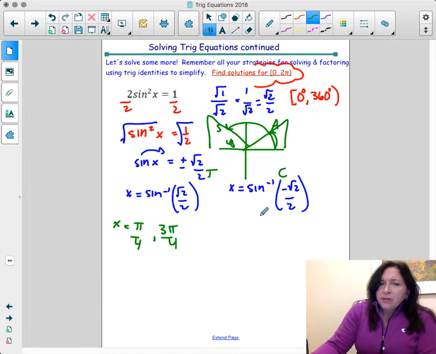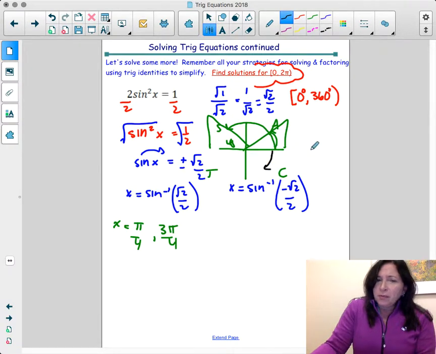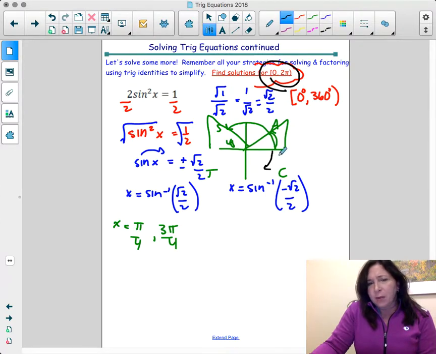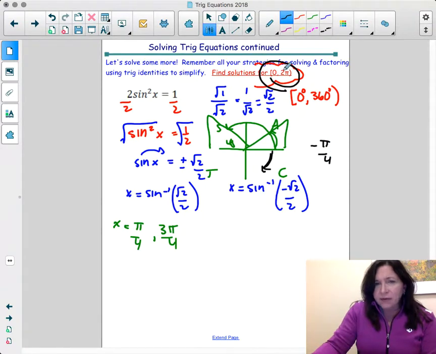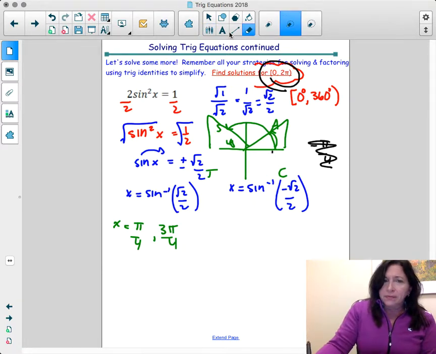This one, however, is asking me where it is negative. But I need you to be really careful that you don't go down. I know you want to go down, because you think this is a restriction, but these are no restriction. This is all solutions. That's only between 0 and 2 pi. If I went down, that would give me a negative value, and a negative value is not within my solutions for 0 to 2 pi. So this would not be a solution because I can't have a value less than 0. So be careful of that.